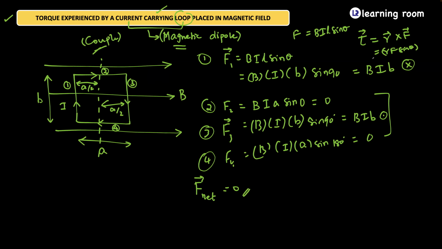Now I'm ready to apply this formula of torque is equal to R F sin theta. So what does that R F sin theta mean? R is the distance from the point of application of force to the axis of rotation.